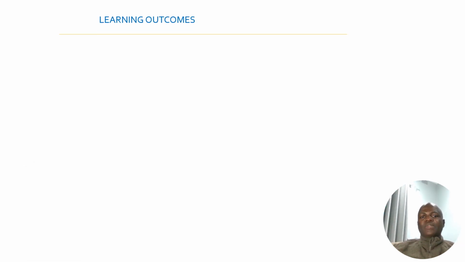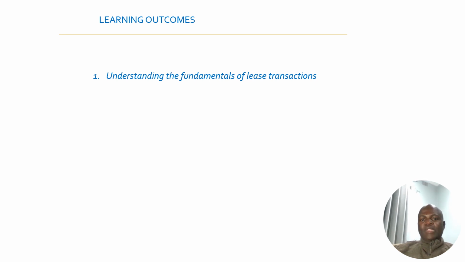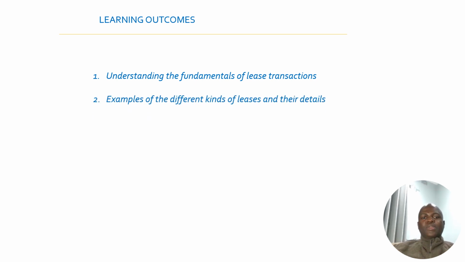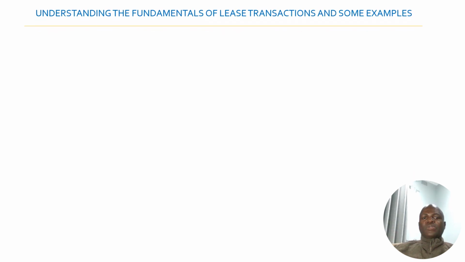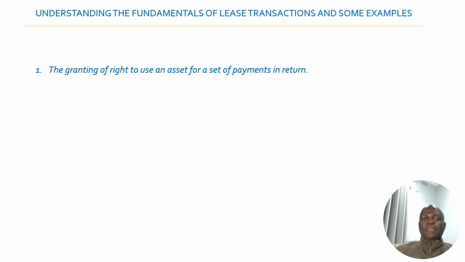Our learning outcomes for this session are, first, the understanding of the fundamentals of lease transactions, examples of the different kinds of leases and their details, understanding the tasks or problems that you may be required to solve in an examination, and then the approach on how to solve those tax problems, be it income tax, value-added tax, or capital gains tax. Let's start with understanding the fundamentals of lease transactions and some of the examples.